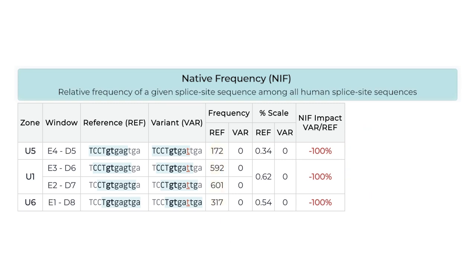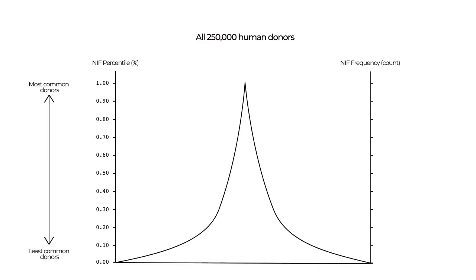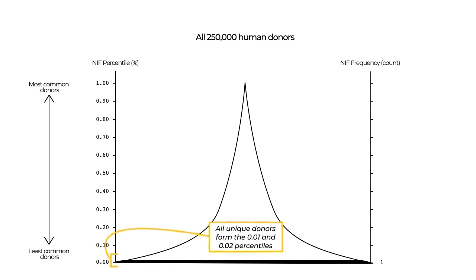To make it easy for clinical teams to gauge how common splice site sequence windows are before and after a variant, we've optimized a 0 to 1 NIF percentile scale. Let me explain how this works. The least common 9 nucleotide sequence has a NIF of 1, meaning it's found at only 1 human intron. All 3,700 introns with a unique donor sequence form the first and second percentiles of the NIF scale, the most rare.